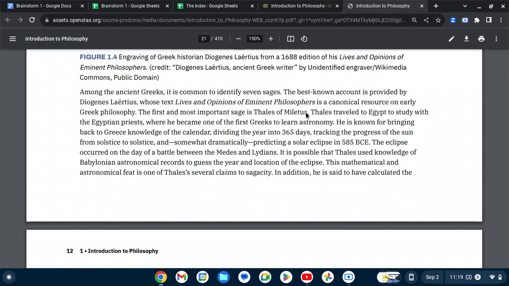Thales traveled to Egypt to study with the Egyptian priests, where he became one of the first Greeks to learn astronomy. He is known for bringing back to Greece knowledge of the calendar, dividing the year into 365 days, tracking the progress of the sun from solstice to solstice, and somewhat dramatically predicting a solar eclipse in 585 BCE. The eclipse occurred on the day of a battle between the Medes and Lydians. It is possible that Thales used knowledge of Babylonian astronomical records to guess the year and location of the eclipse. This mathematical and astronomical feat is one of Thales's several claims to sagacity.